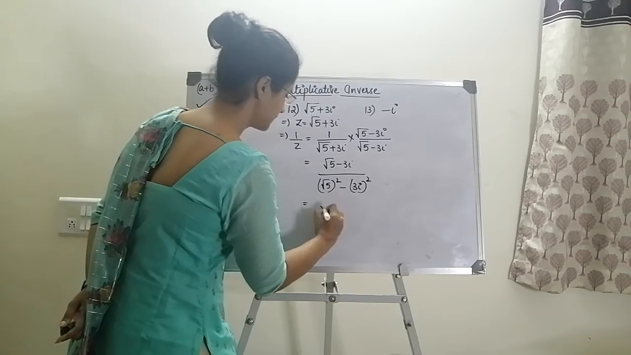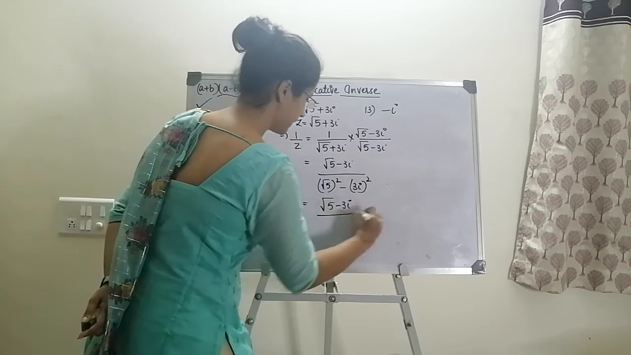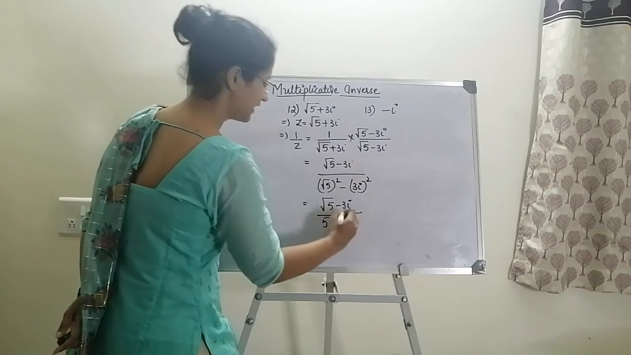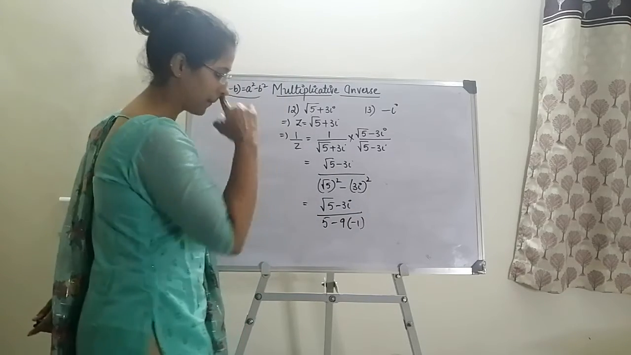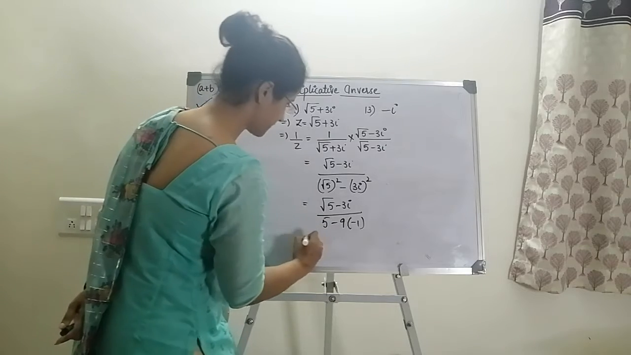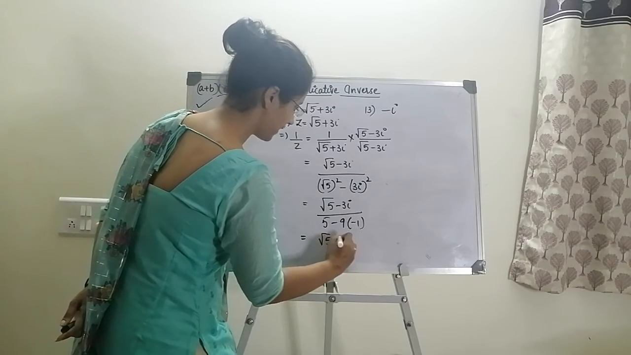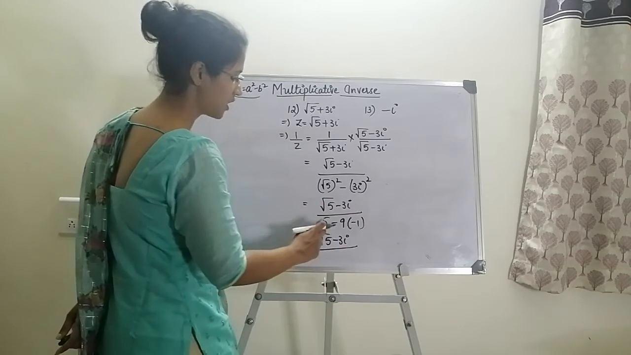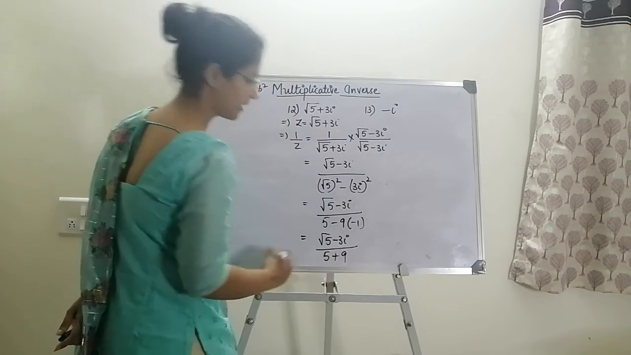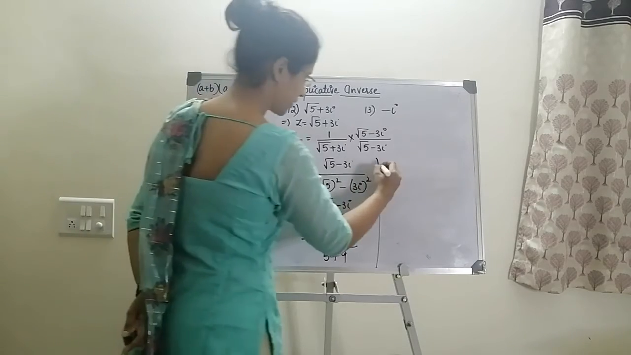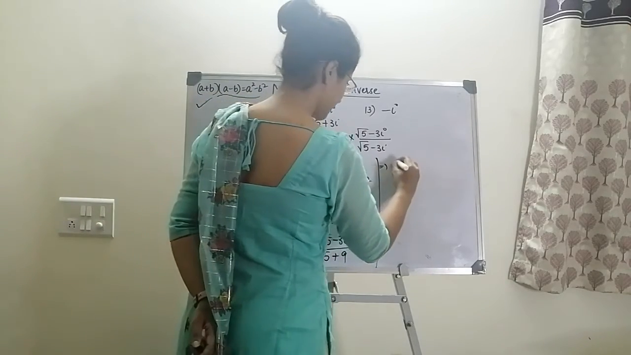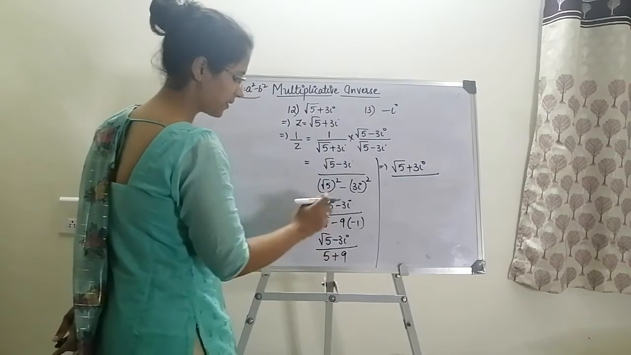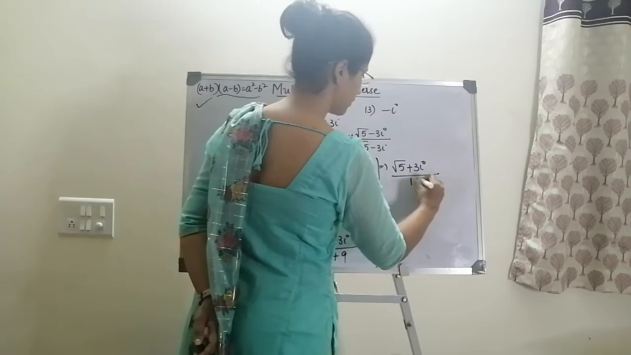So a square is nothing but root 5 the whole square, minus 3i the whole square. So this can be written as root 5 minus 3i divided by root 5 the whole square is 5, minus 3 square is 9, i square is minus 1. So this can be further simplified as 5 minus 3i divided by 5, minus into minus becomes plus, so 5 plus 9. So the rest of the steps I am going to continue with this side. So I can write this as root 5 plus 3i divided by 5 plus 9, which is equal to 14.